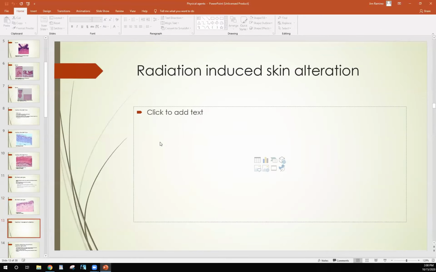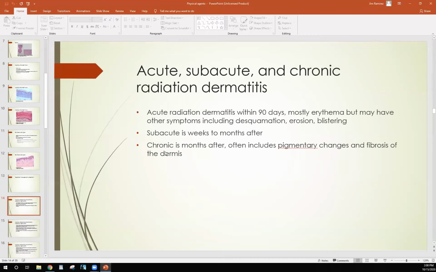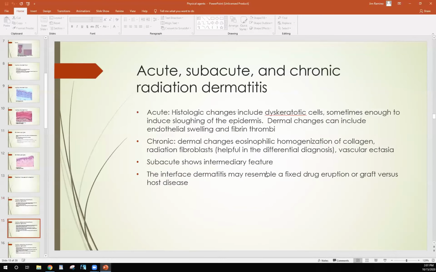So we'll talk about radiation-induced skin alteration now. Acute radiation is usually within 90 days, mostly erythema, but you can have other symptoms that include desquamation, erosion, and blistering. It's primarily an epidermal process. That's in contrast to the chronic, which you get months later, and you get fibrosis of the dermis, and sometimes even pigmentary change. So these are kind of separated based on whether they involve the epidermis or the dermis.